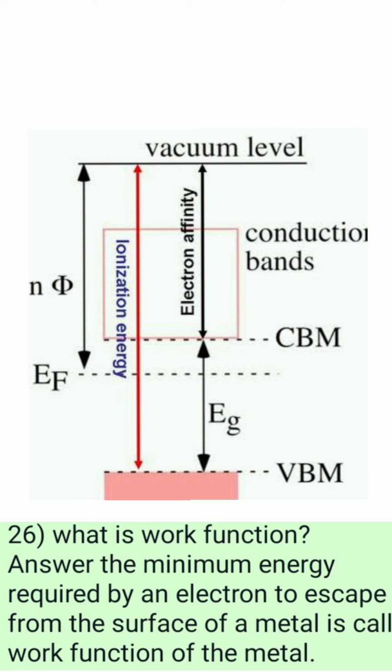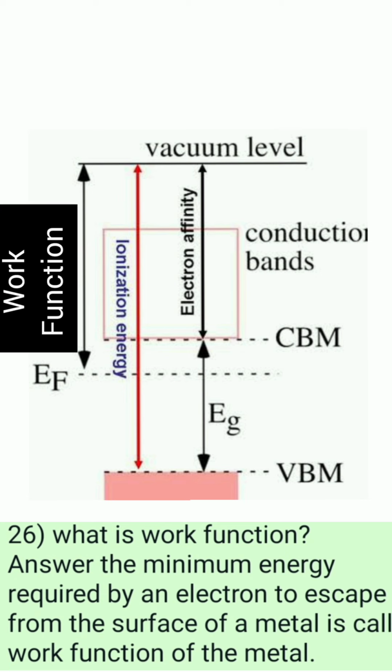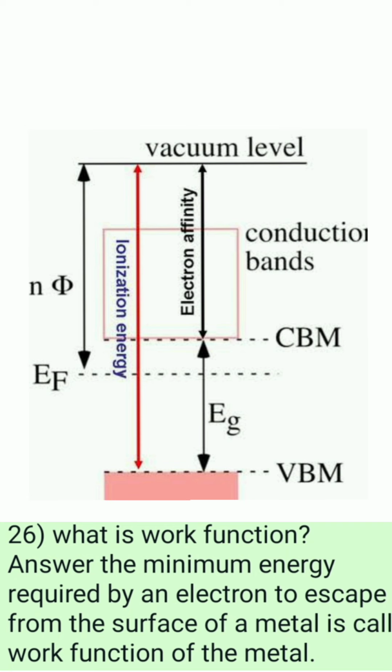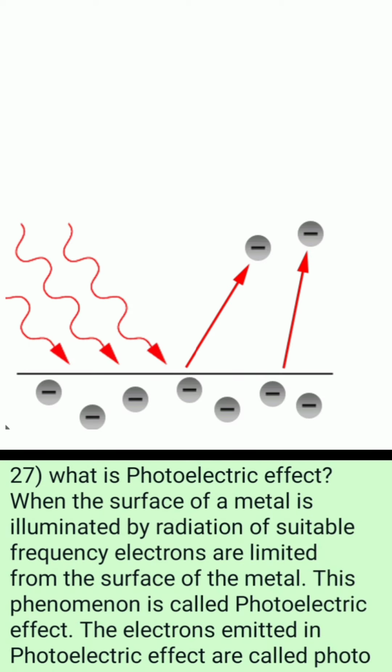27. What is work function? Answer. The minimum energy required by an electron to escape from the surface of a metal is called the work function of the metal. 28. What is photoelectric effect? When the surface of a metal is illuminated by radiation of suitable frequency, electrons are emitted from the surface of the metal. This phenomenon is called the photoelectric effect. The electrons emitted in the photoelectric effect are called photoelectrons.